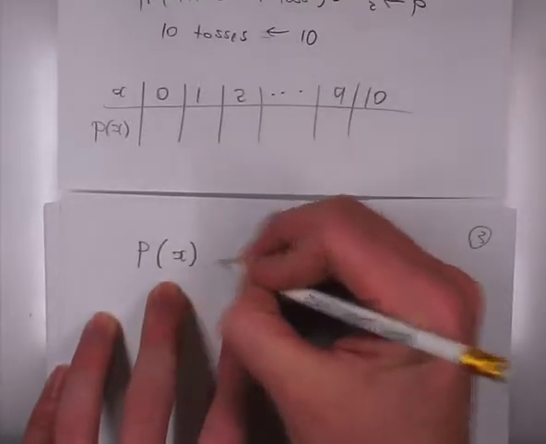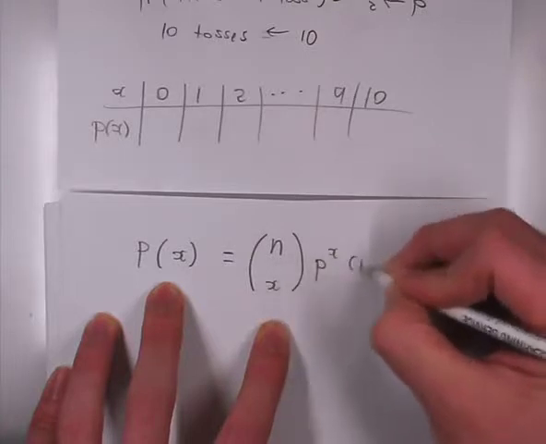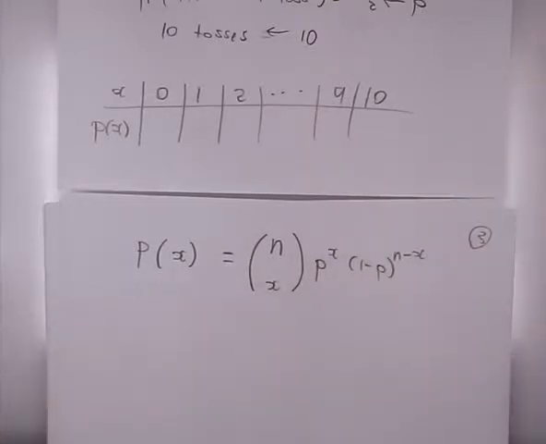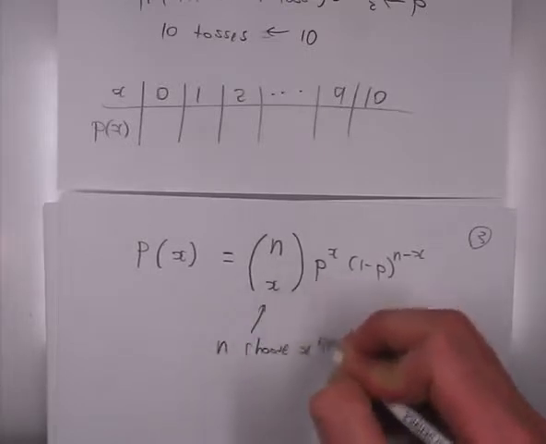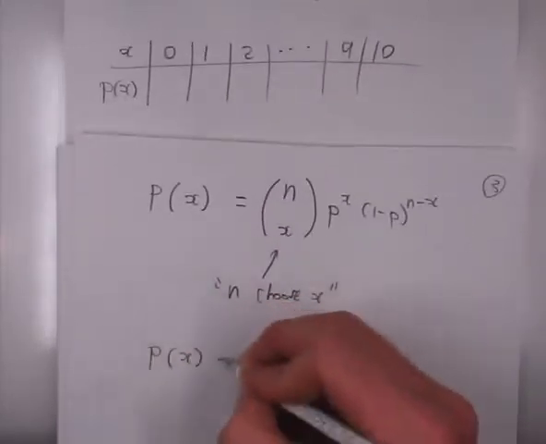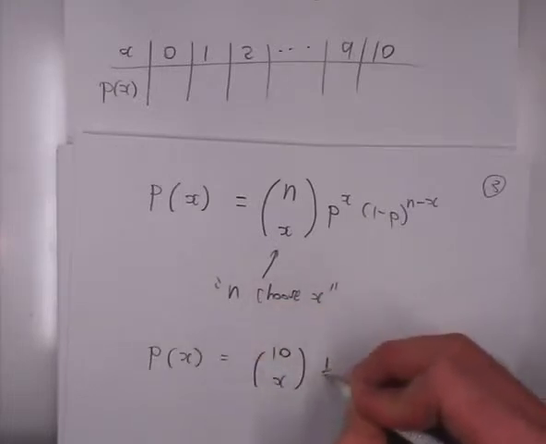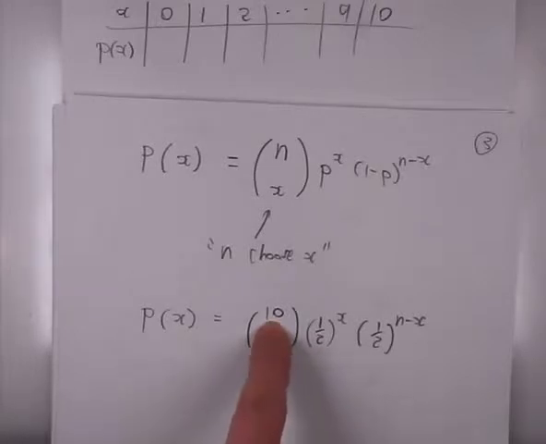So the probability of getting a particular number is that. And just to remind you, this says n choose x. That's how you read this aloud. So n choose x is the number of ways to choose x things out of n things. In our case, the n is 10 and the p is a half.